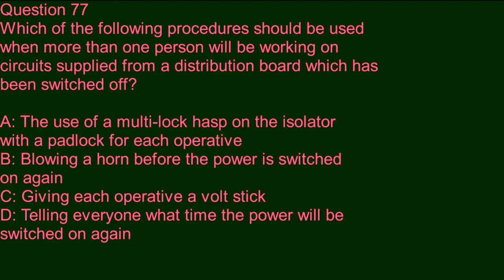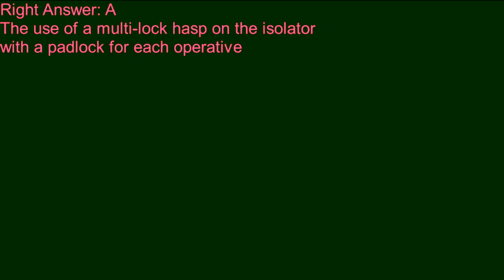Question 77. Which of the following procedures should be used when more than one person will be working on circuits supplied from a distribution board which has been switched off? A. The use of a multi-lock hasp on the isolator, with a padlock for each operative. B. Blowing a horn before the power is switched on again. C. Giving each operative a volt stick. D. Telling everyone what time the power will be switched on again. Right answer, A. The use of a multi-lock hasp on the isolator, with a padlock for each operative.